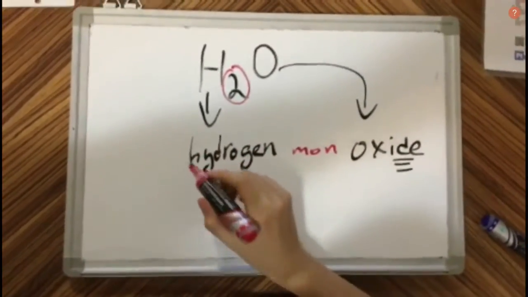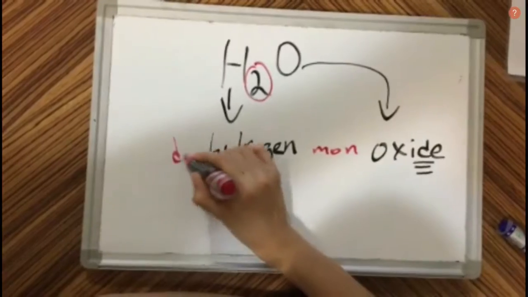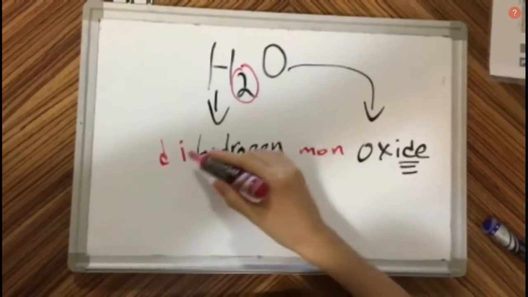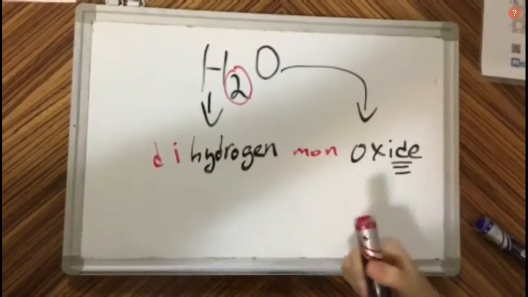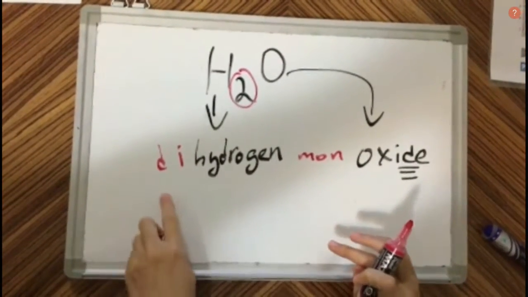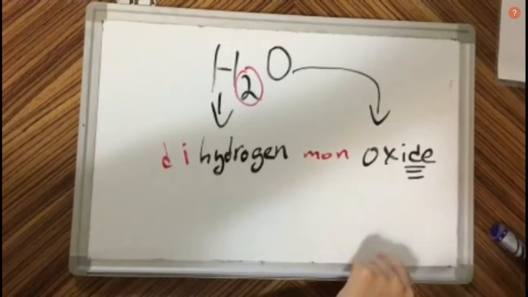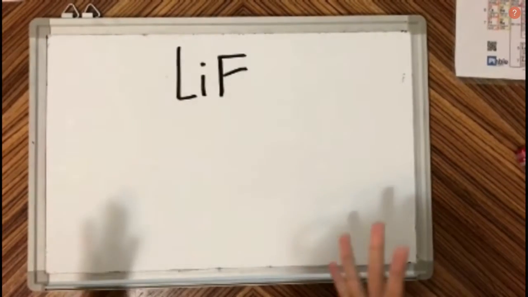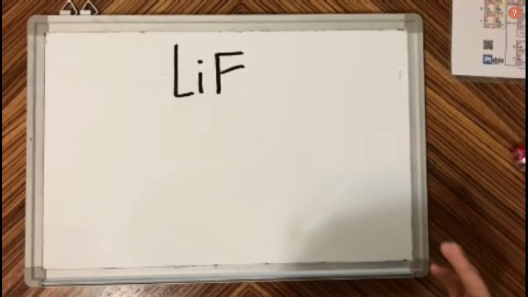And for hydrogen, it's going to be dihydrogen, because there are 2 hydrogens, you see. And right now, the final answer: dihydrogen monoxide.